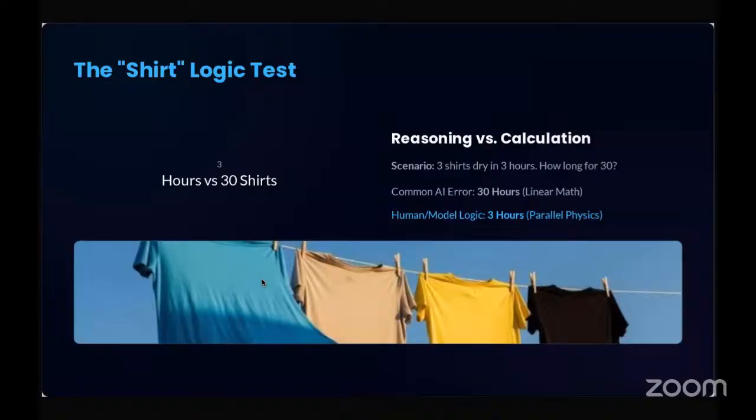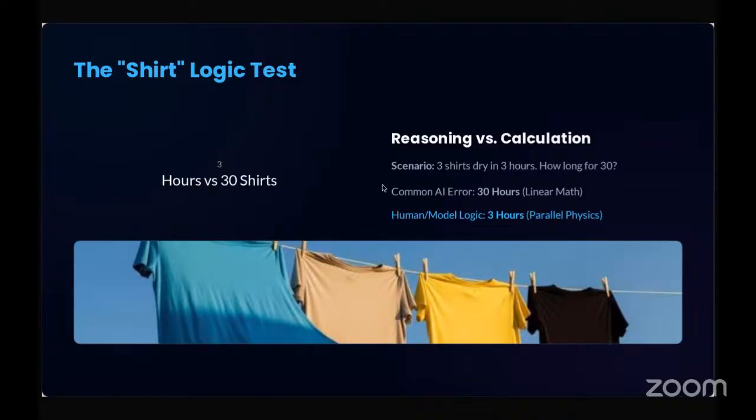So there is a particular logic that we can actually see. My deepest apologies. I would have loved to show you how a particular input or a particular prompt will develop a different response for each and every AI, but my laptop is not really helping me with that. So for now, we're just going to be using this shirt logic. So 3 shirts dry in 3 hours. How long for 30 shirts to dry?